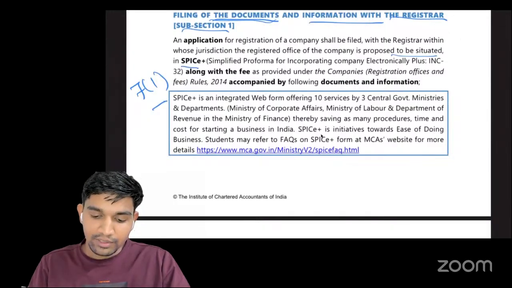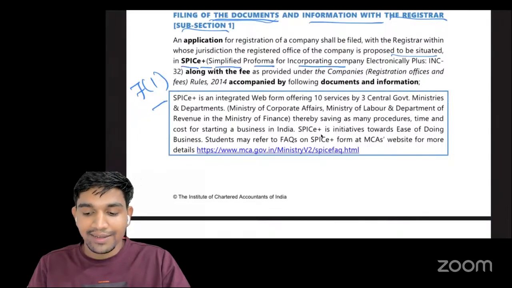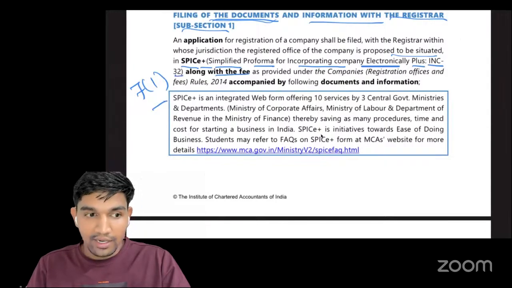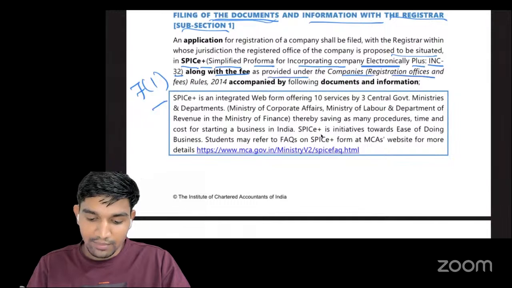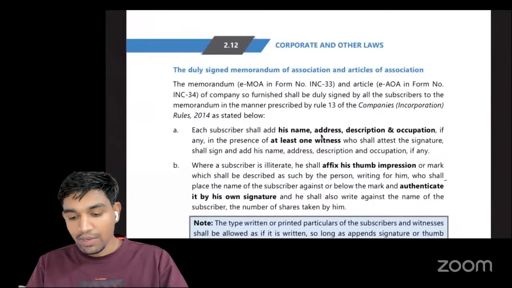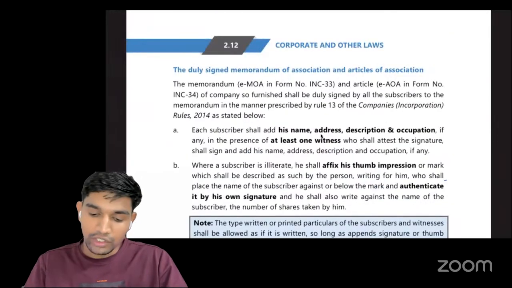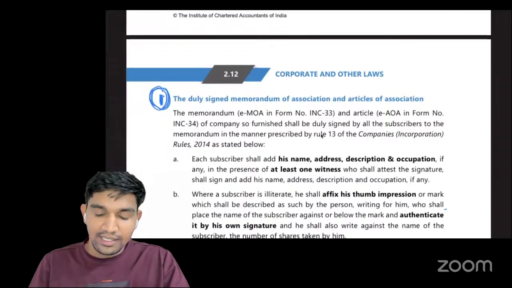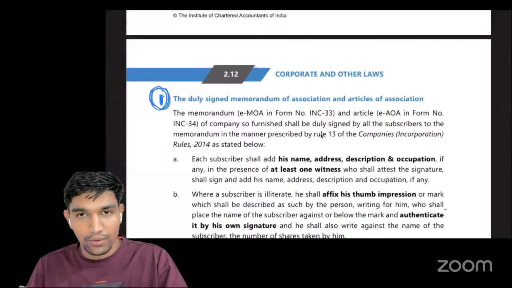In SPICE Plus form, whose long form is Simplified Pro forma for Incorporating Company Electronically Plus, this form name is INC-32, along with the fee as provided under the Companies (Registration Offices and Fees) Rules 2014, accompanied by the following documents and information. Now, the duly signed memorandum of association and articles of association. So the first document that we need to submit to the ROC is the duly signed MOA and AOA.